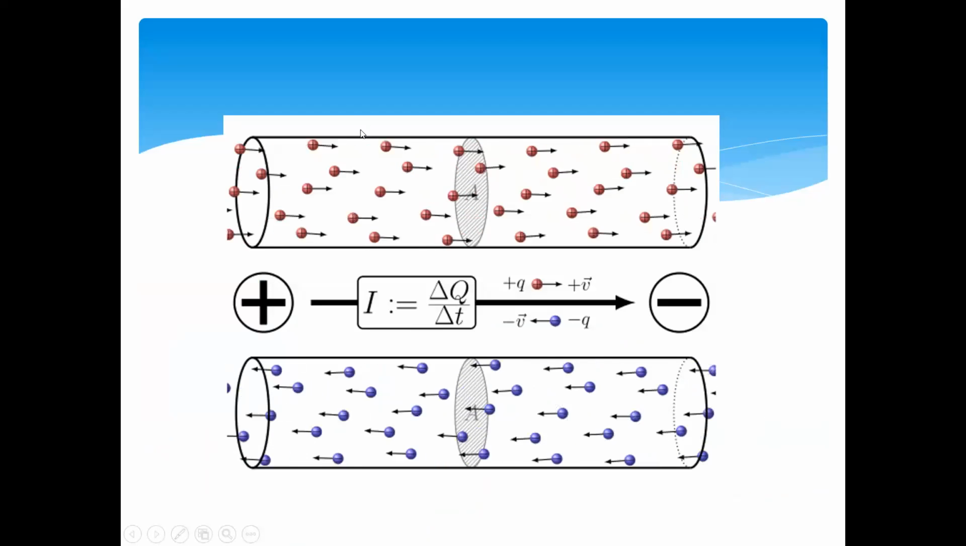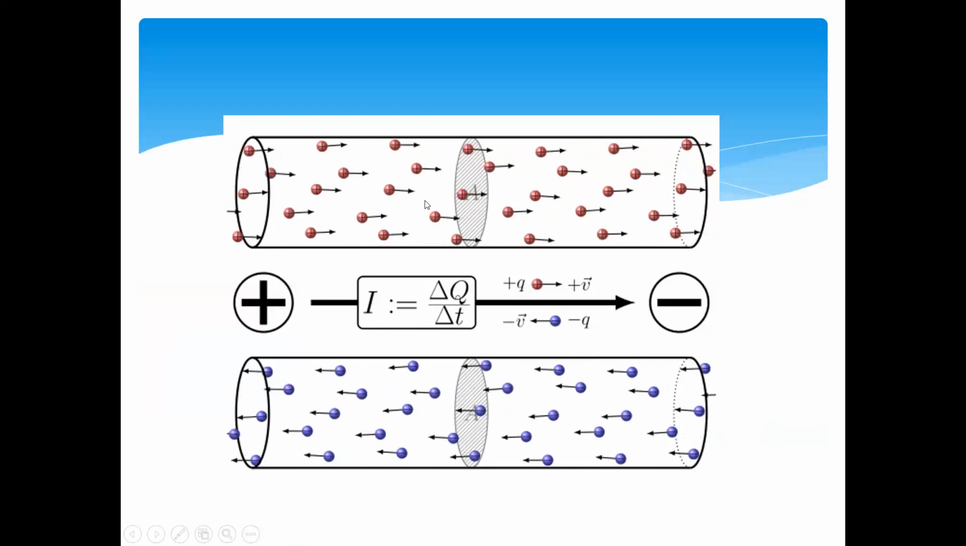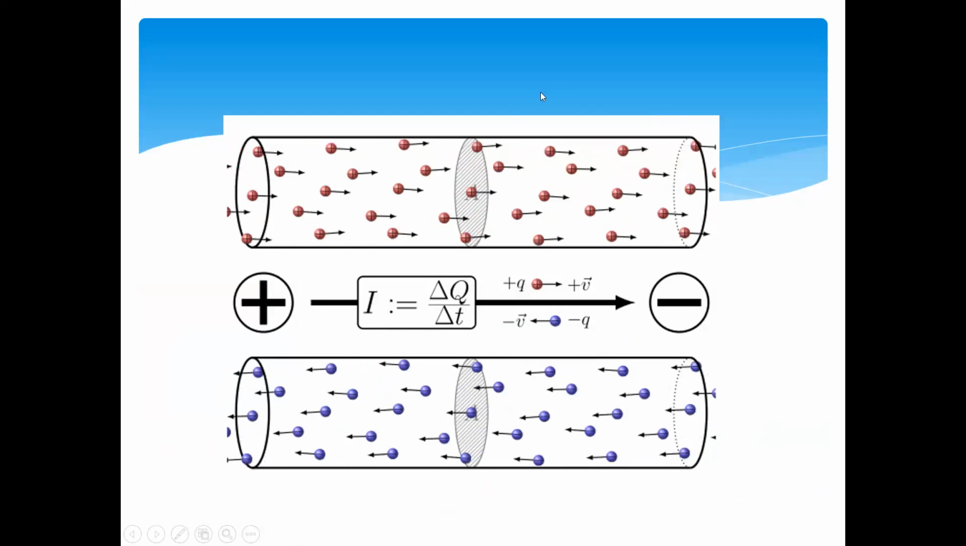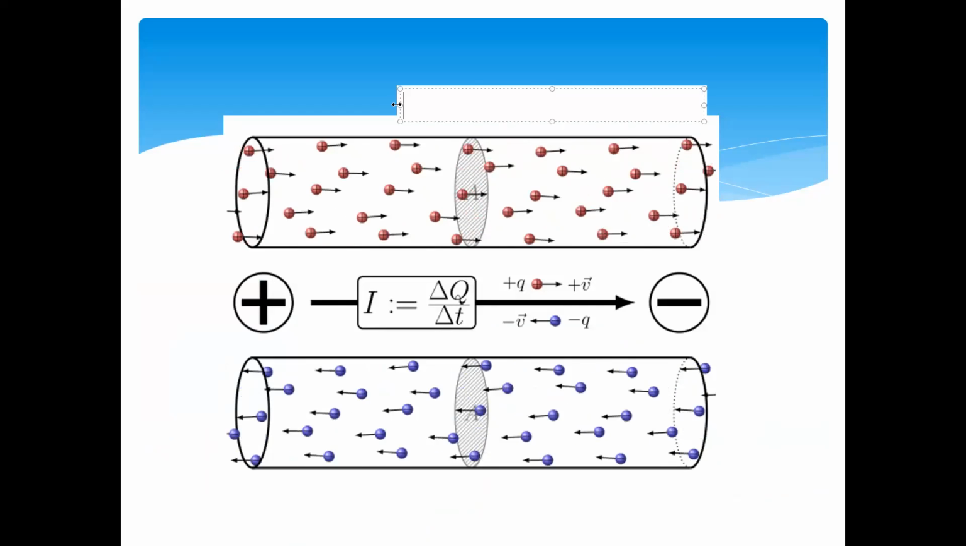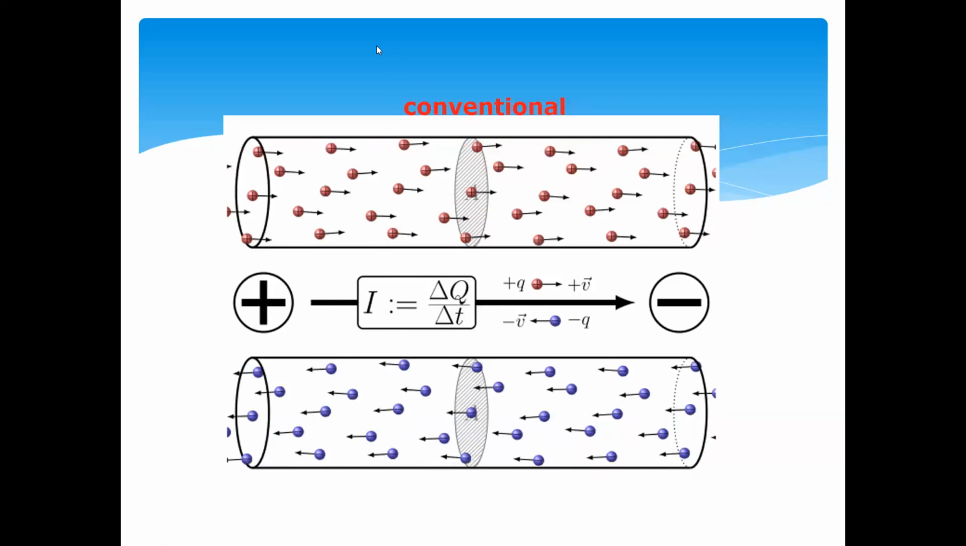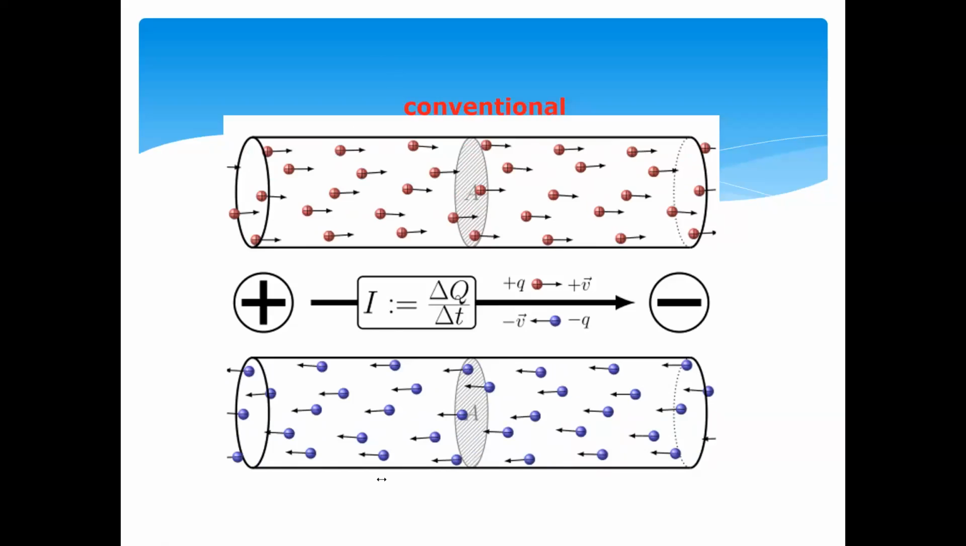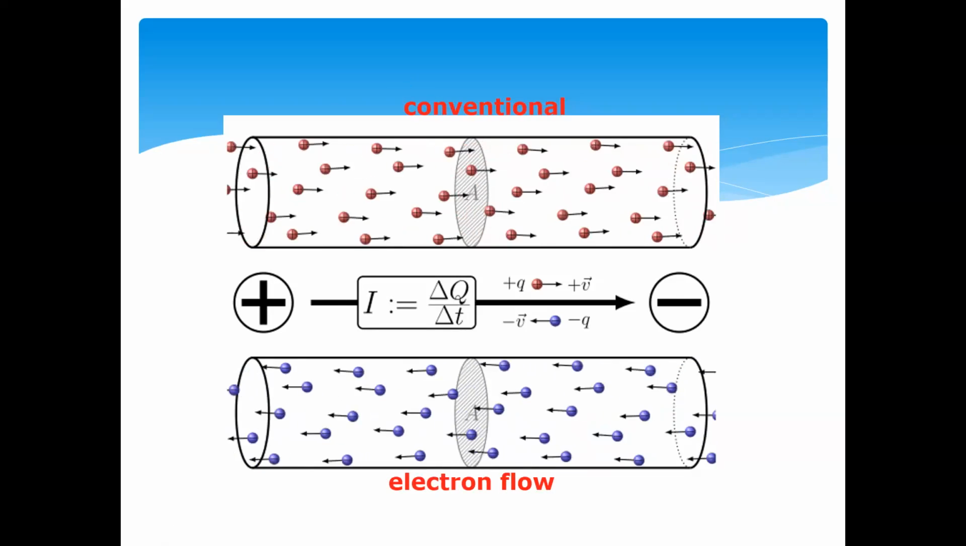As you can see here, this is an animated image. Current is basically the flow of the charges. If it is moving from positive to negative, the top one is actually the conventional current, whereas the bottom one, from negative to positive, is representing the electron flow. Electrons will move from the negative terminal to the positive, but the conventional current is from positive to negative.